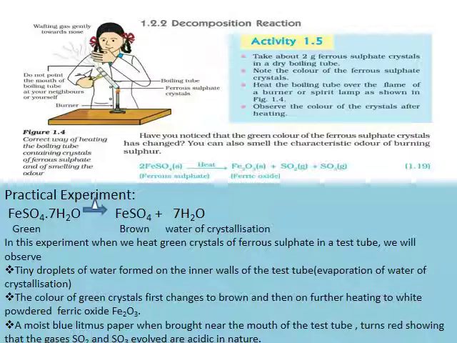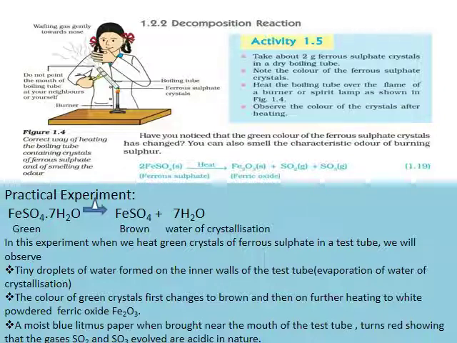Let us understand a practical of class 10 related to decomposition reaction. In activity 1.5, as given in the NCERT textbook, take about 2 grams of ferrous sulfate crystals in a dry boiling tube or a test tube. Note the color of ferrous sulfate crystals. Heat the boiling tube over the flame of a burner or spirit lamp as shown in figure 1.4. Observe the color of crystals after heating. You will observe that the green color of ferrous sulfate crystals has changed. You will also smell the characteristic odor of burning sulfur.